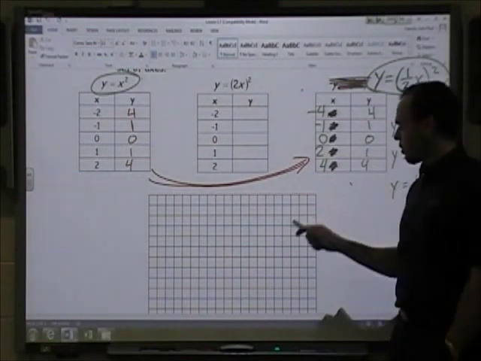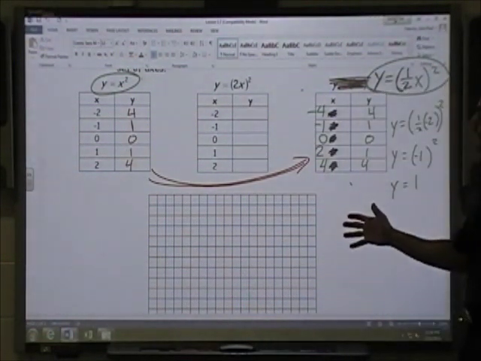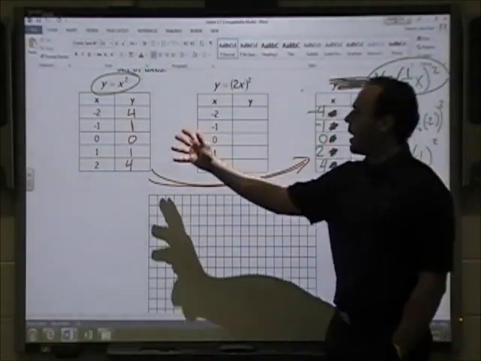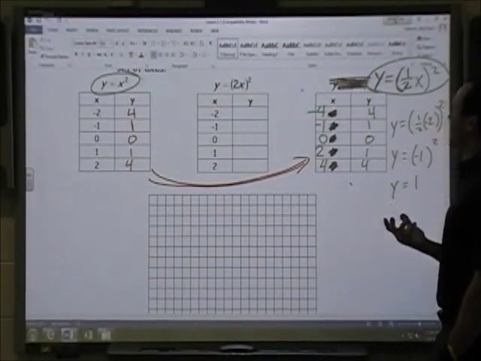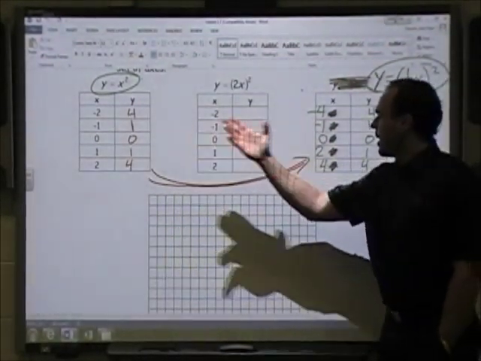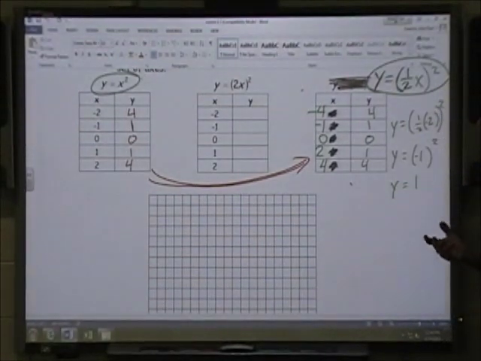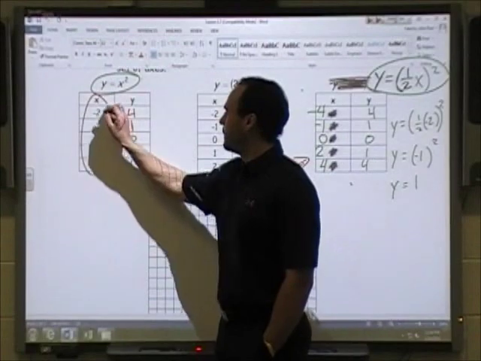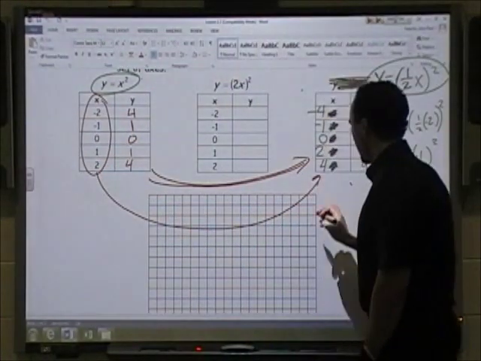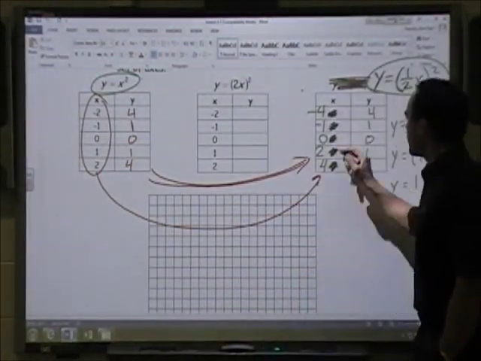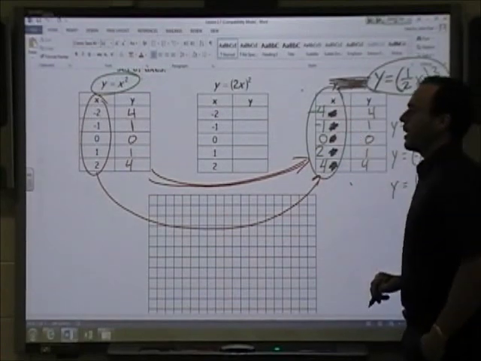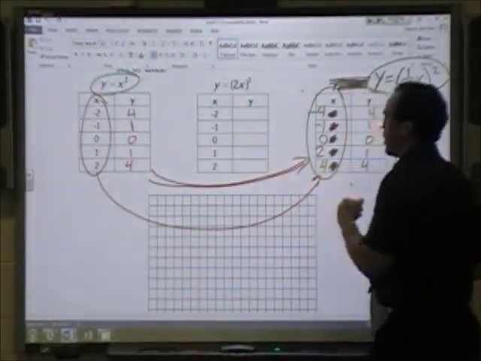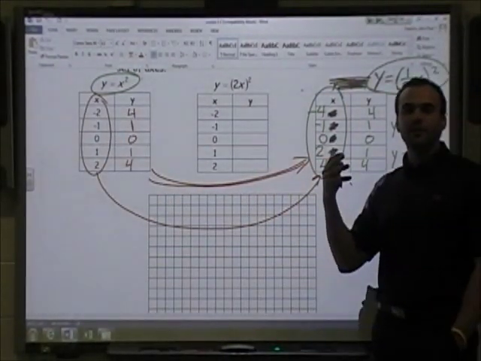So I also want you to graph this green graph on the same graph and compare it to y equals x squared. Now what is the difference between this and this? Well, the difference is that your y values are exactly the same, but it is your x values that have changed.